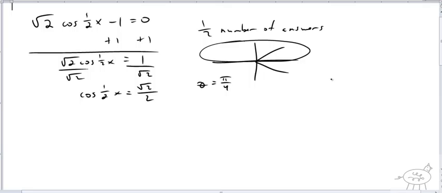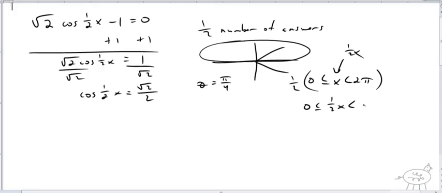Okay, because let's actually set up this inequality now. Do you guys agree we did this between 0 and 2 pi? So I want to get this to be 1/2 x, so I multiply the whole thing by 1/2. So I get 0 less than or equal to 1/2 x less than pi. All right, so now 1/2 x has to be between 0 and pi. So let's start that out here. 1/2 x equals, well, our first value is pi over 4, and this is 7 pi over 4, right? So 1/2 x equals pi over 4, and 1/2 x equals 7 pi over 4.